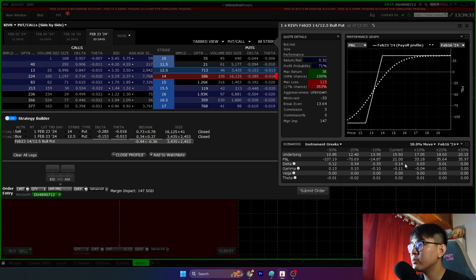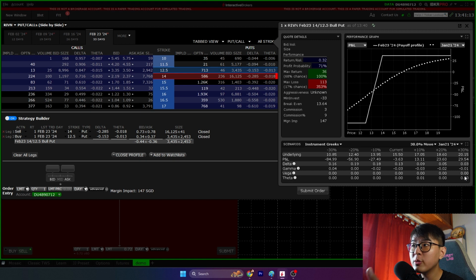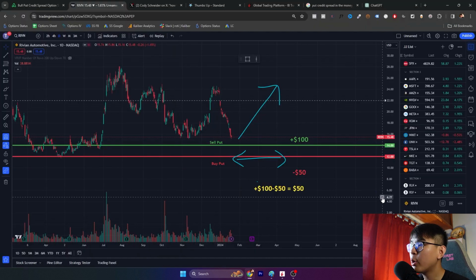You can also look at the scenarios below here. If the price of Rivian is $10.85 on the 16th February, I would have tentatively lost $107. And if the price of Rivian is at $20.15, my bull put spread will have earned $35.97. I'm going to take a screenshot of this bull put spread and I'm going to compare it to a bull put spread with a wider width. Let me go back to this graph.